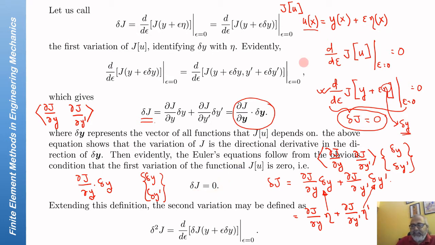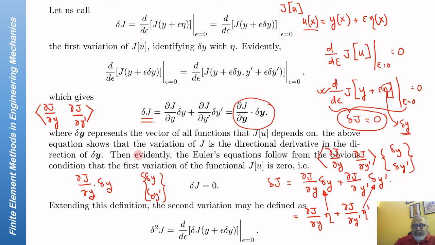So instead of writing this identity in this manner, we write it as delta J equal to 0, where delta J is the directional derivative of J with respect to all the variables that it depends on, in the direction of delta y.